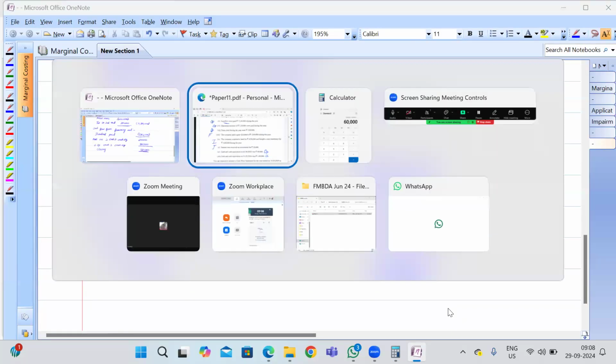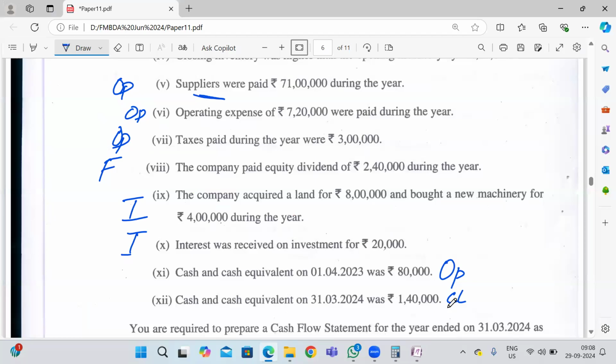So that's it. This is also one simple question without much calculation. I guess we can score 7 marks very easily.